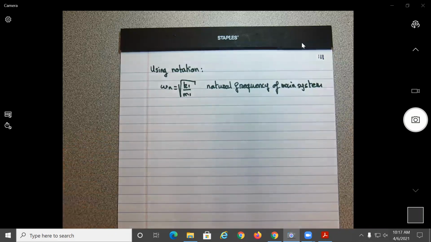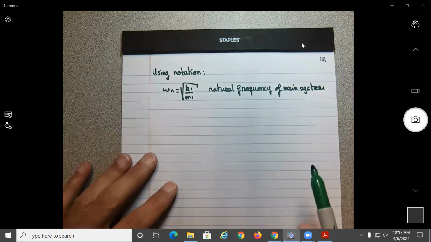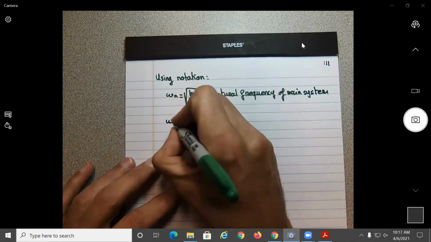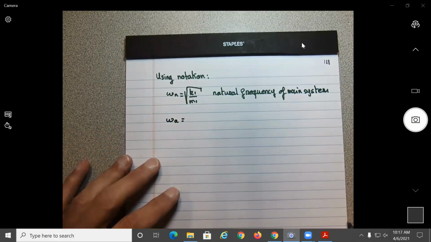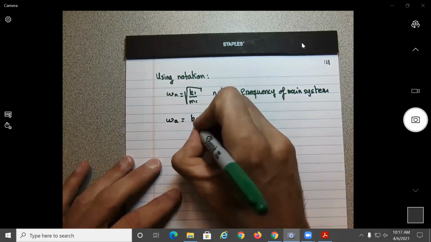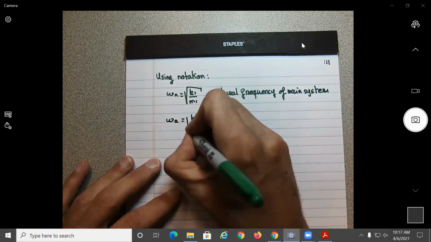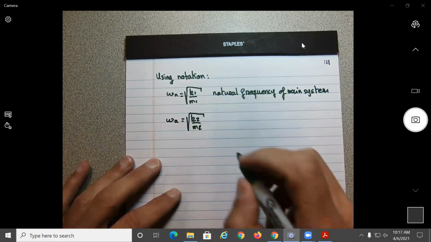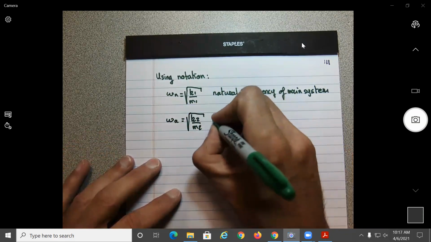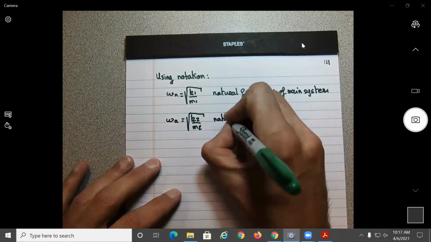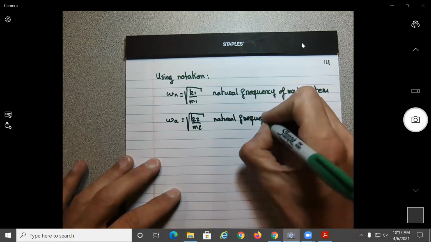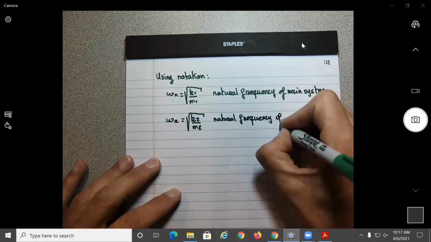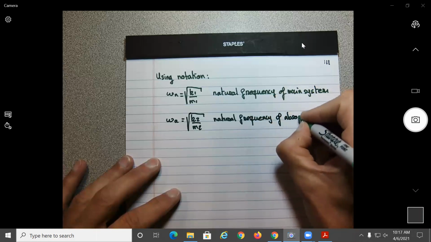But we can just say that the mass M2 will be the absorber. So let's say little omega sub A will be the square root of K2 over M2, and this will be the natural frequency of the absorber if it was alone, okay?